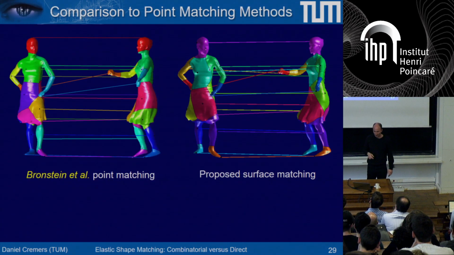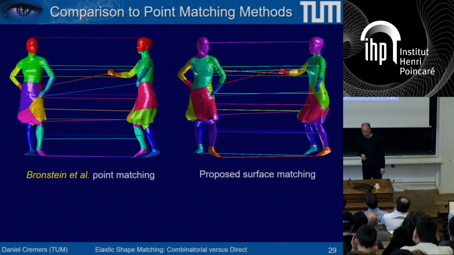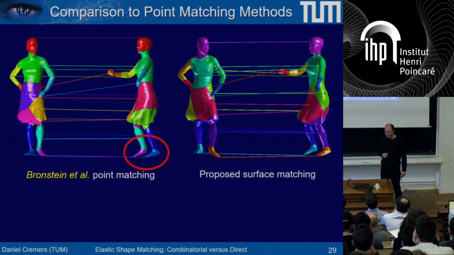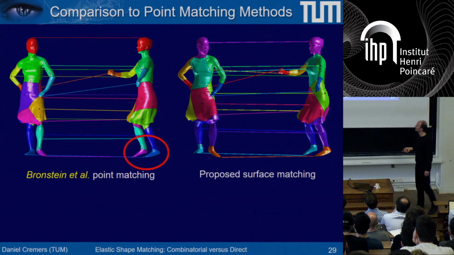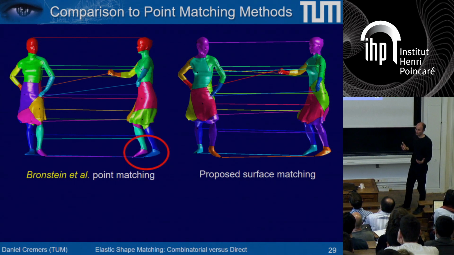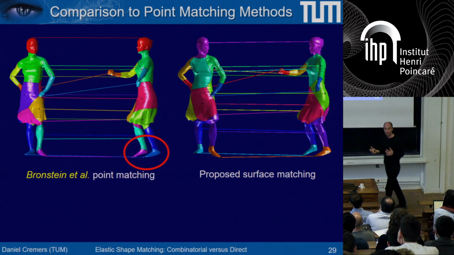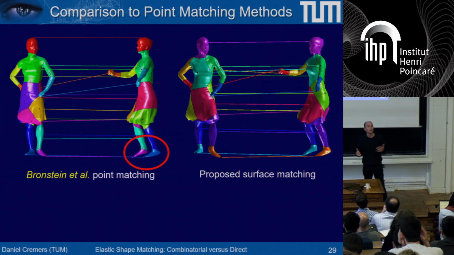Now you can compare to many things in computer vision. They always want you to compare to everything and it's a bit tedious. What we compare to here is a work of the Bronstein brothers. They proposed a framework based on the Gromov-Hausdorff metric, and it's a point-based matching.